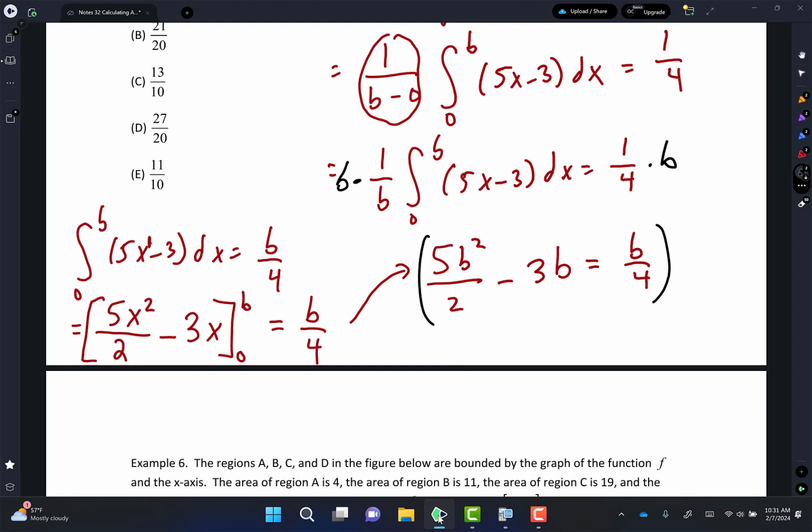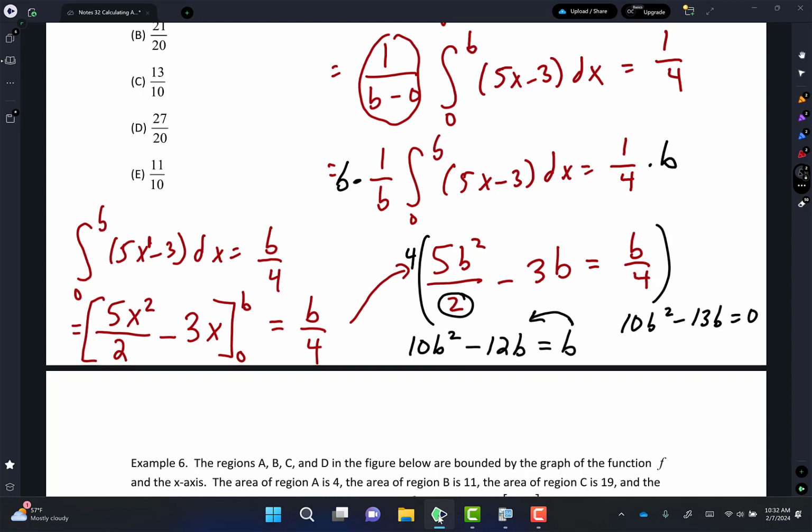I'm going to multiply everything by 4. When I do that, 2 goes into 4 how many times? 2 goes into 4 twice, and 2 times 5 gives me 10b squared minus 4 times 3, 12b, equals b. I'm going to move this b to the left and solve for 0. So I have 10b squared, and then 12b minus b is 13b.